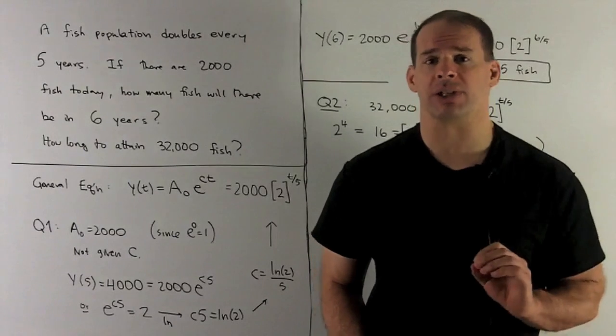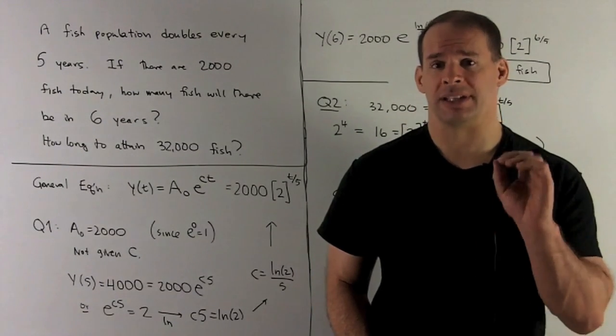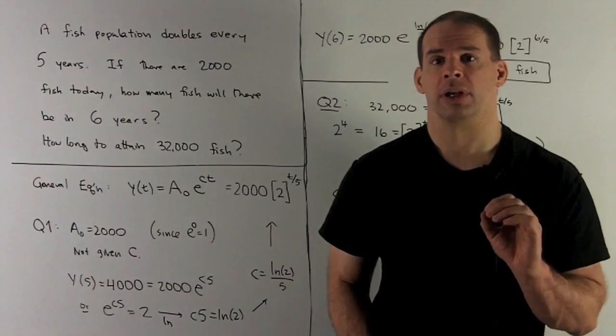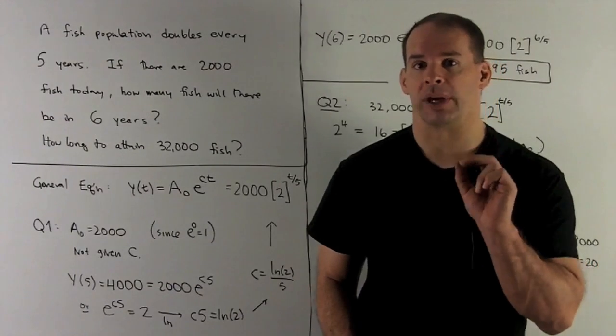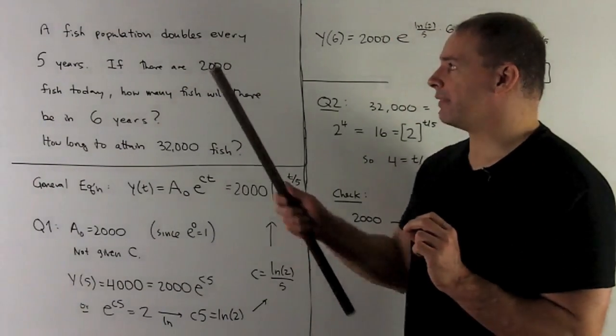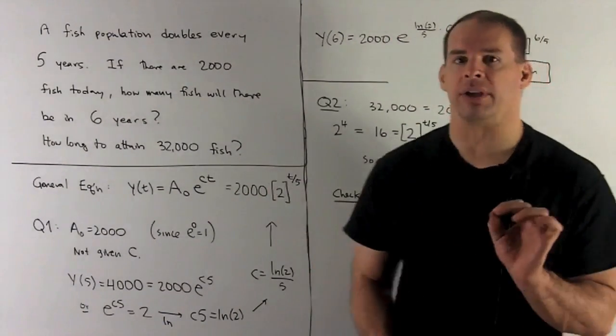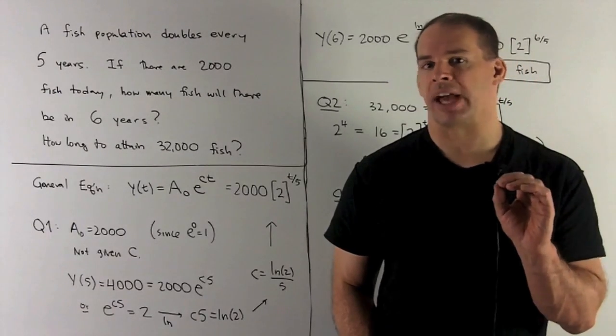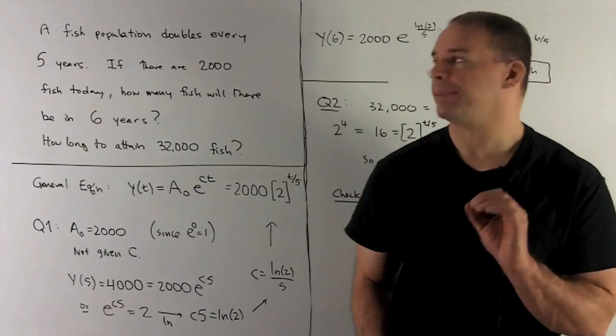So we're going to need to solve for a bunch of items in this equation to get to our answers. To start off, let's see what we're given. We're given the fish population doubles every 5 years. We'll hold on that for a second. That's where we'll need to do some work.